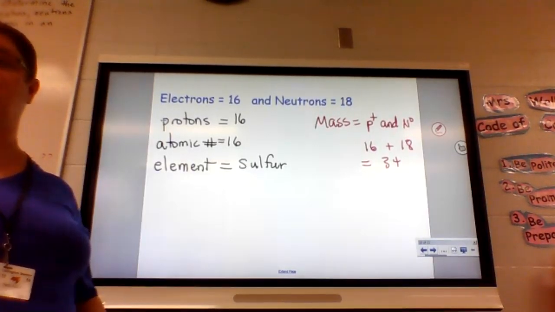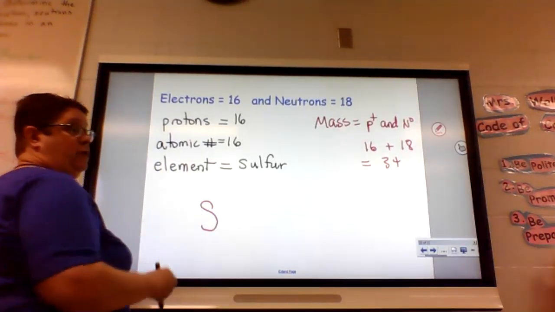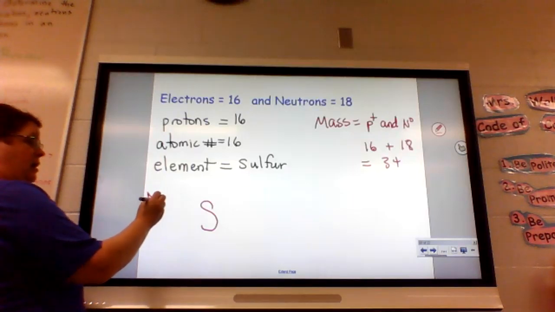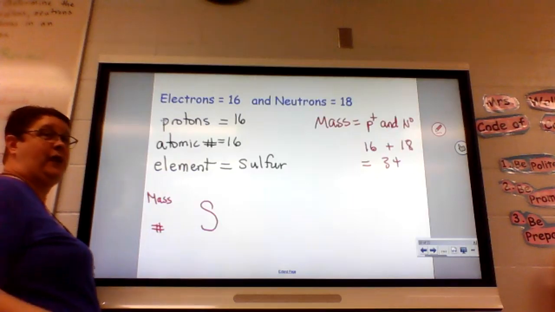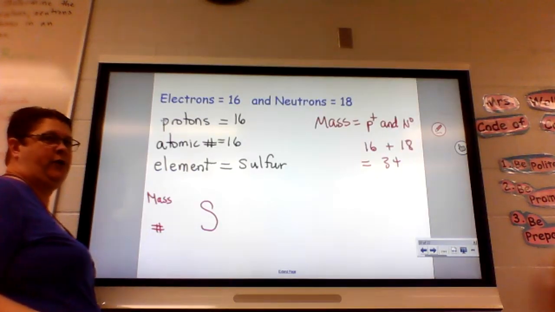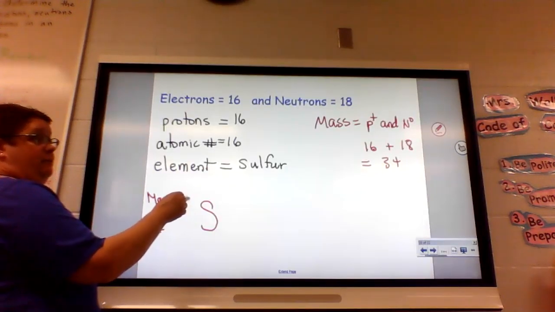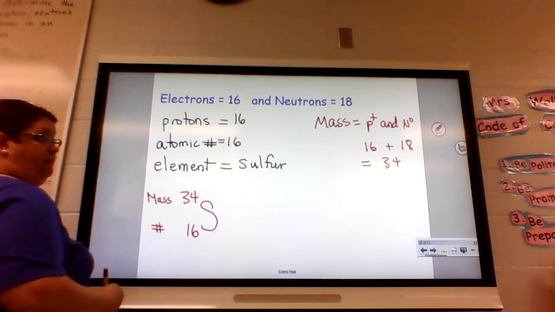Now, for the nuclear symbol, we use the symbol for sulfur. So what's the symbol for sulfur? So we put a capital S, and then we put both numbers here. All right, the mass is on top, and the number's on the bottom. But like I told them on Thursday, if you flip it, I will not take off, as long as you have both numbers. But it should be mass up top, number at the bottom. So 34 goes at the top, and the number goes at the bottom.